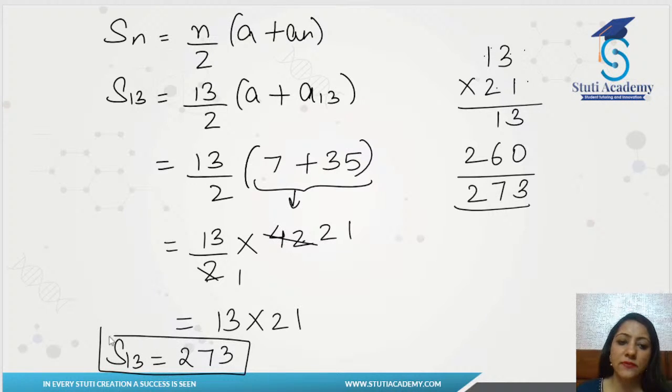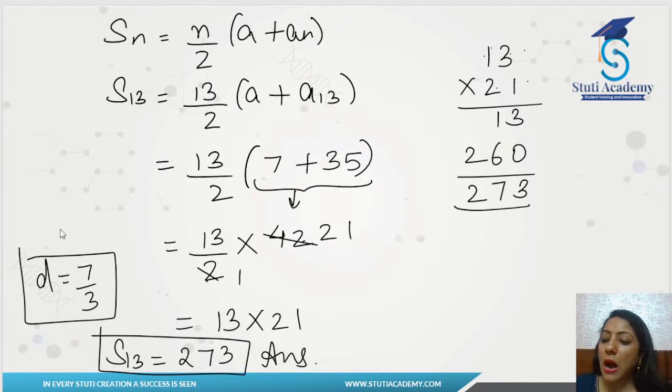It is 273. And we've already solved for D also in the previous step. We've got D as 7 by 3. So please notice in the question, we were asked to solve for D, that we have done. 7 by 3 we've got. Also we were asked to solve for S13, that we have solved, 273.